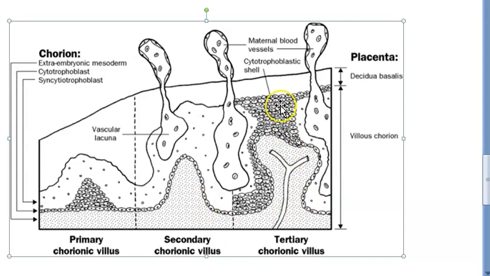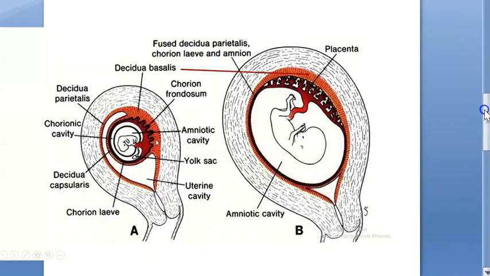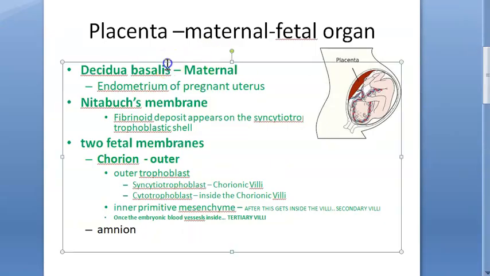Then you have a tertiary villi where you have the, what is this? They are showing the syncytial trophoblast, cytotrophoblast, then you have the mesenchyme, and then here you have some blood vessel also. So blood vessel also in the middle, that becomes a tertiary chorionic villi. So if somebody asks you the parts of placenta, you will just write this much.